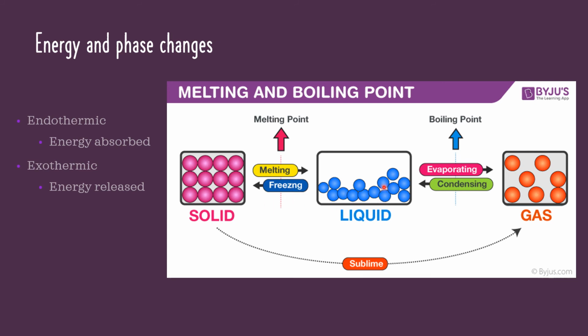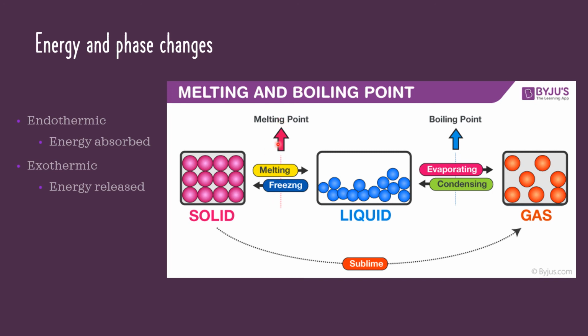If you're changing from a liquid to a gas, that's evaporating. From a gas to a liquid is condensing. If you go straight from a solid to a gas, that's called sublimation or subliming. You can also go from a gas to a solid as well, and you can do these in different ways.